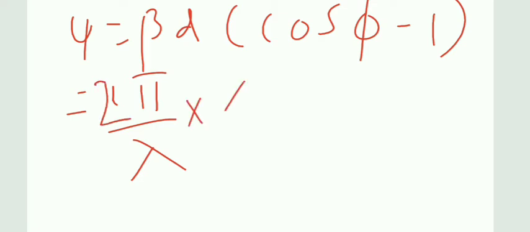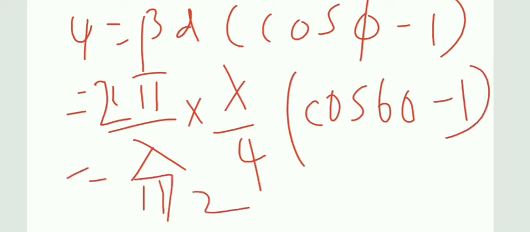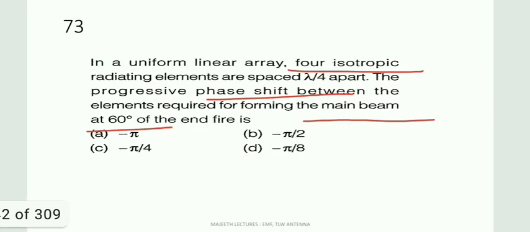d is lambda by 4. We know the distance between the array elements. Cos phi, so 60 degree they have given, cos 60 minus 1. So it is pi by 2, cos 60 is 1 by 2, 1 by 2 minus 1. So this will give minus pi by 4. So the answer is minus pi by 4. Option C is the right answer, right?